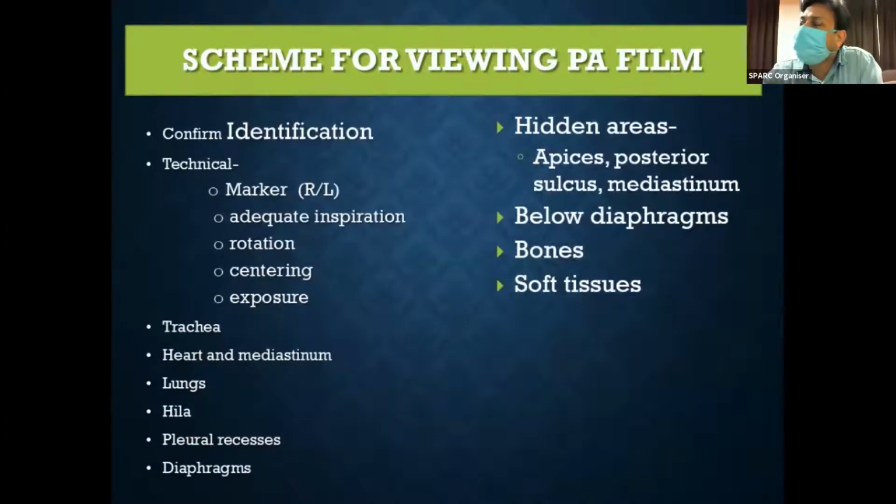I mean, some of these points will not apply to the sick patients or the ICU patients who are unable to take adequate inspiration, but at least in the patients who are walking and talking, we can get a good inspiratory film. So after seeing the marker, we see whether the X-ray has been done in adequate inspiration or not. Then we see the rotation. I'll be explaining further about this, centering and the exposure. So these are some of the technical things on the chest X-ray, and we should see whether the quality of X-ray is good or not by seeing these technical parameters.